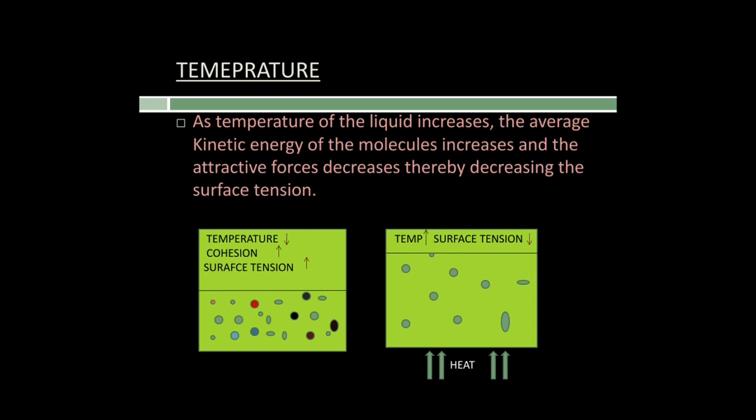In the figure, you can see that when the temperature is fairly low, the cohesive attractive interaction is greater and the surface tension is also larger. Whenever we provide heat to the liquid, the molecules try to get apart from each other, and as a result the surface tension decreases.